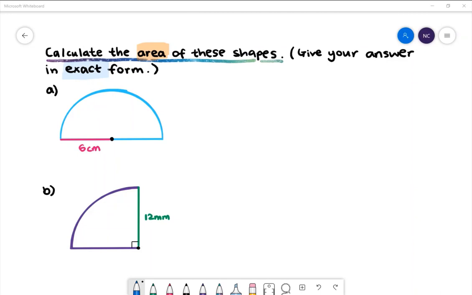Here is our second example. Calculate the area of these shapes. Give your answer in exact form. Exact form means leave pi in the answer.